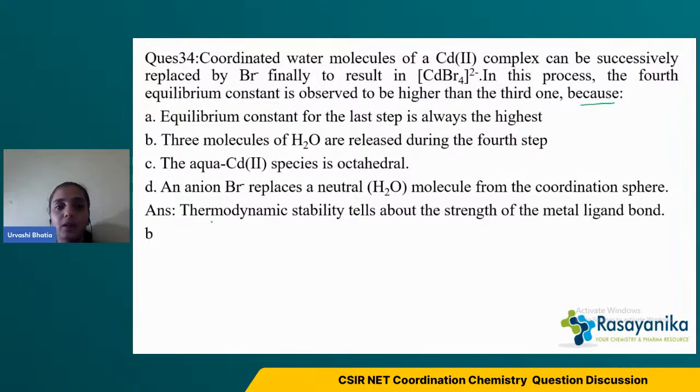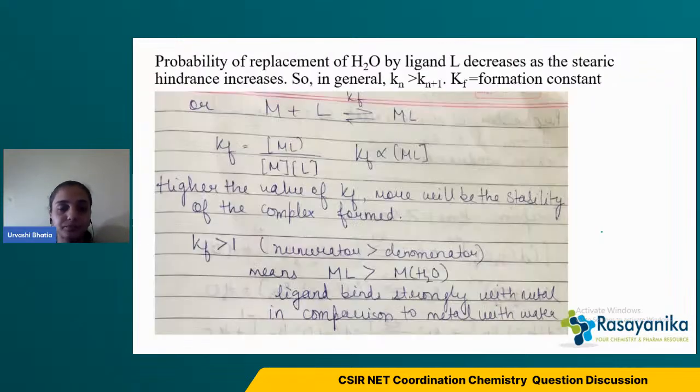Okay. So thermodynamic stability tells us about the strength of the metal ligand bond, right? Kinetic stability is how fast it is occurring, how fast the substitution is occurring, for example. It gives us information about the rate. But thermodynamic stability tells us how stable the bond is. Okay, thermodynamic. Yeah.